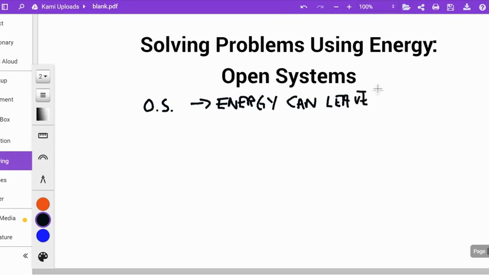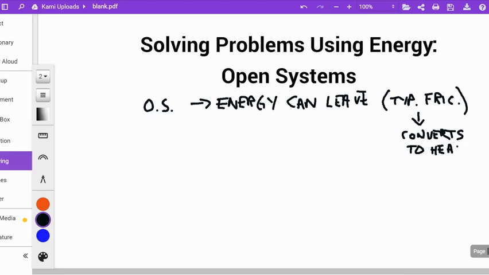And that usually happens, most often, as a result of friction. What friction typically does is it takes some of the energy from the system and converts it into heat. And once that energy is converted into heat, it can no longer be recaptured into the system's kinetic energy or potential energy. Okay.